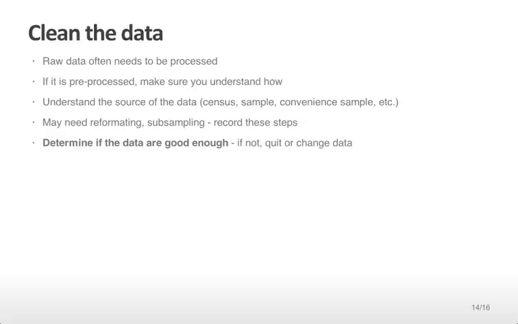Here comes a critical juncture in a data analysis. You need to determine if the data are good enough. Sometimes the data that you've collected just aren't enough to answer the question that you want to answer. Rather than trying to answer the question with data that can't be used to answer that question, you need to either quit or change data sets and try to find a data set that can be used to answer the question. There's nothing worse than an analysis that's correctly performed on a data set that can't be used to answer the question, because that's wasted effort: the question wouldn't be answered.